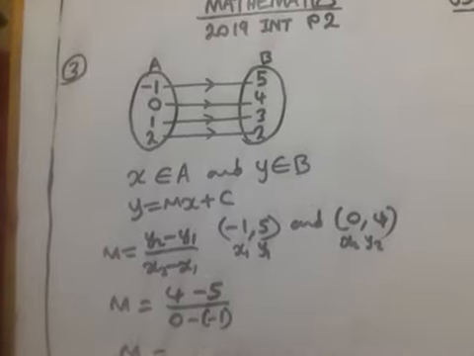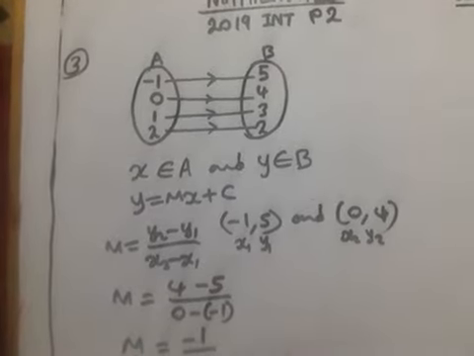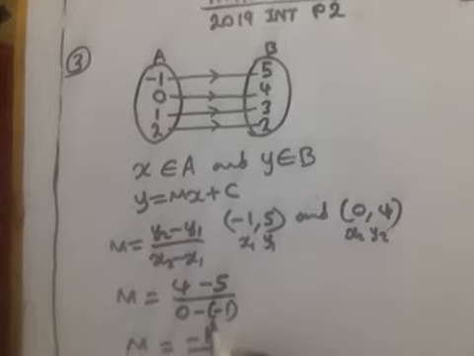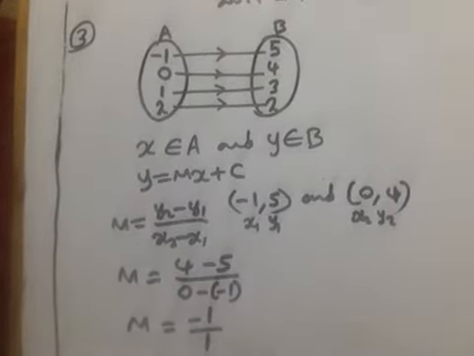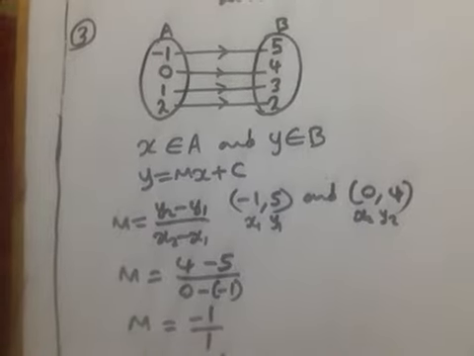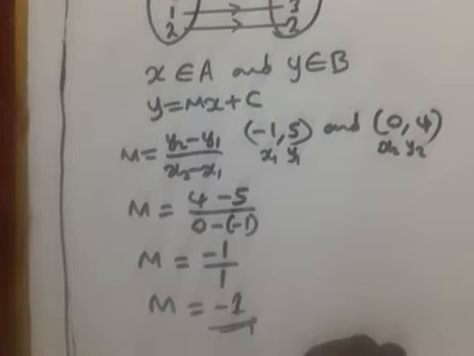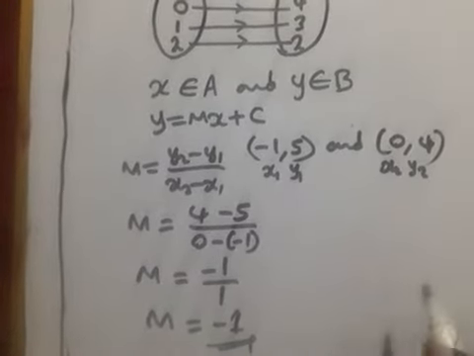So the gradient equals 4 minus 5, which is negative 1, over 0 minus negative 1, which is positive 1. So the gradient equals negative 1. So this is the gradient, which is negative 1.